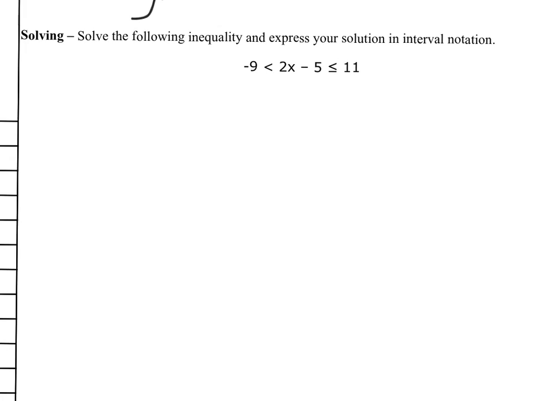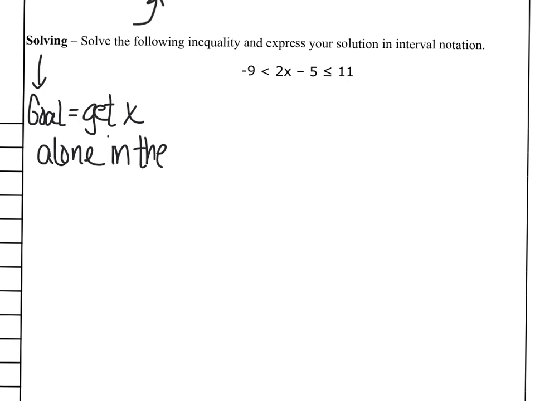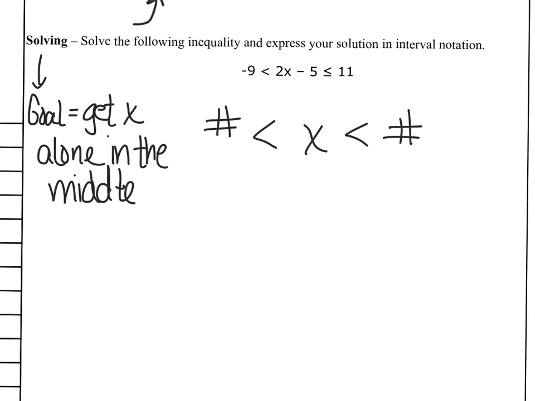All right, so let's put it all together into one. So we're going to solve this. Now this is the trickiest part. I want you to jot down that the goal is to get x alone in the center. We'll call it the middle. So when I finish, I'm going to have a number, and then the symbol, and then x, and then another symbol. So I want to know x is between what two numbers.